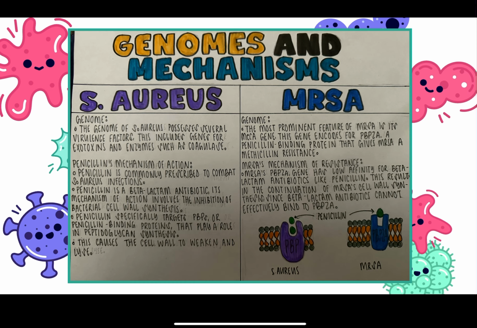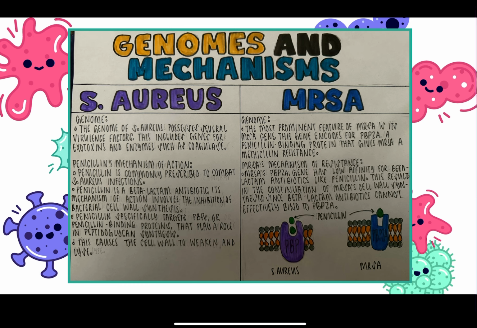So let's move on to the genomes of S. aureus and MRSA and the mechanisms associated with each bacterium. For S. aureus, the genome of S. aureus possesses several virulence factors. This includes genes for exotoxins and enzymes such as coagulase. So these virulence factors are going to help the bacteria evade the immune system and cause damage to the host tissue. So for S. aureus infections, penicillin is commonly prescribed to combat this infection.